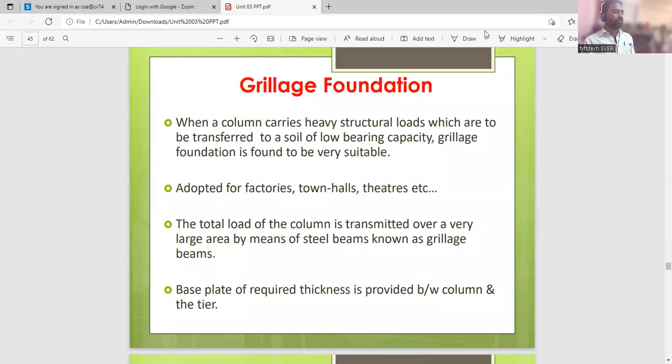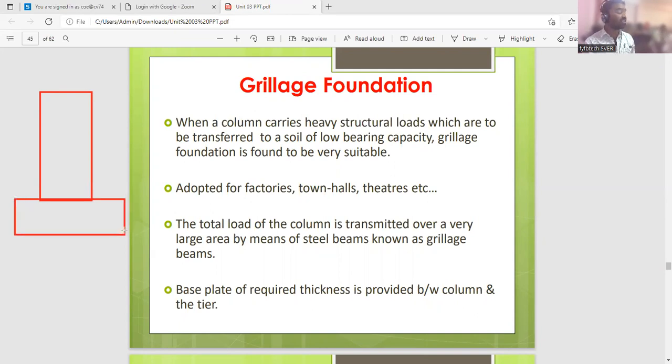Okay, so till now you have studied shallow foundations: the isolated footing, the combined footing, the continuous footing, the mat footing, correct? Now there is the grillage foundation. It means whenever you want to construct a steel structure column, in that case the foundation is made up of steel beams.